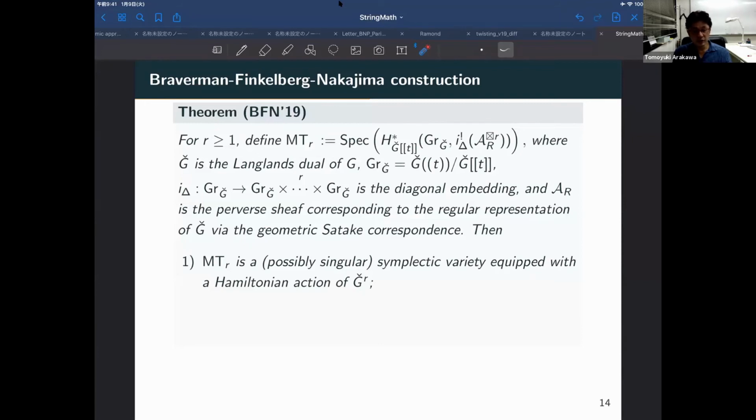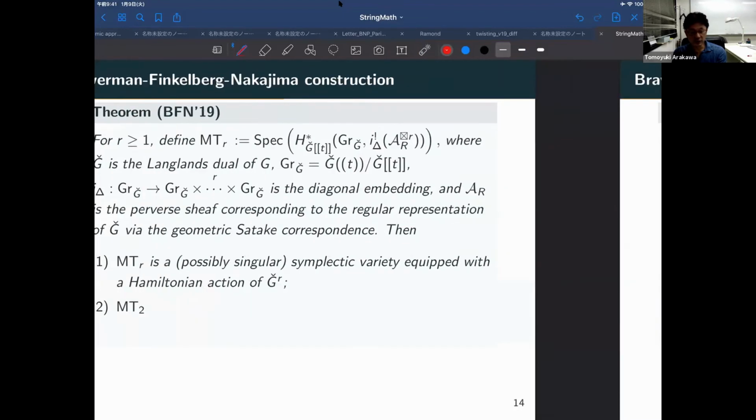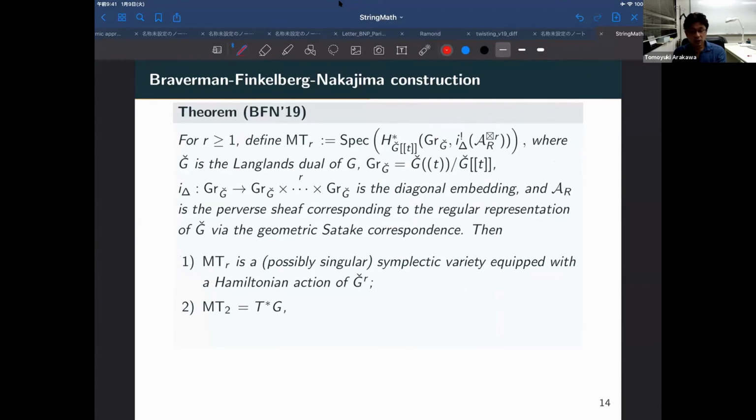and the statement is that this MTR is a possibly singular symplectic variety equipped with a Hamiltonian action of R copies of G check. So this is already a non-trivial statement. And now there are some initial conditions. MT2 should have two commuting actions of G, and MT2 is the simplest manifold which has two commuting actions of G, which is the cotangent bundle of G, and MT1 is G cross the Slodowy slice, the slice for the principal nilpotent.